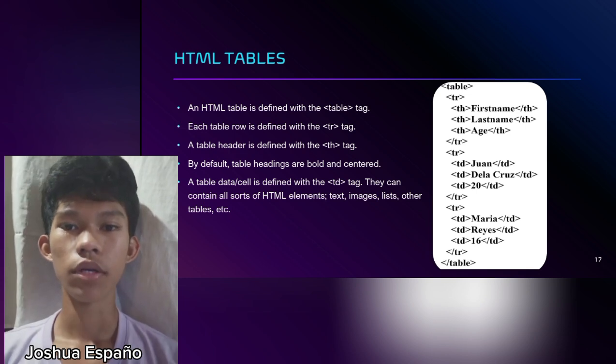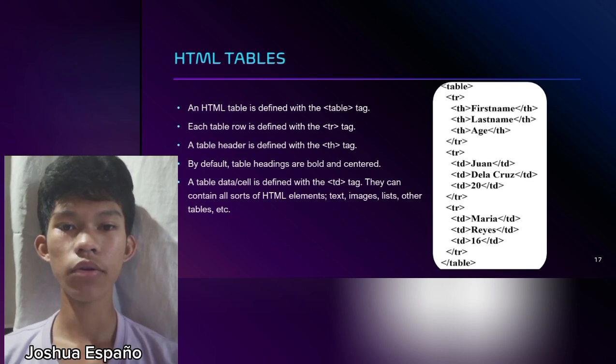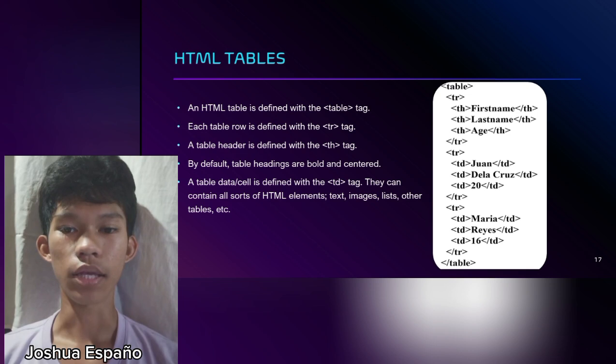HTML tables. HTML tables are used to display data in a tabular format, making it easy to organize and present information in a structured way. A table consists of rows and columns, with each row representing a single entry and each column representing a field or attribute of that entry.